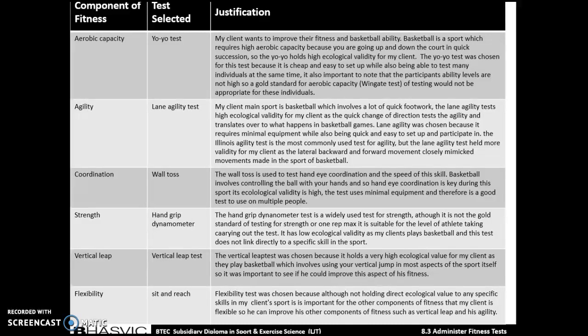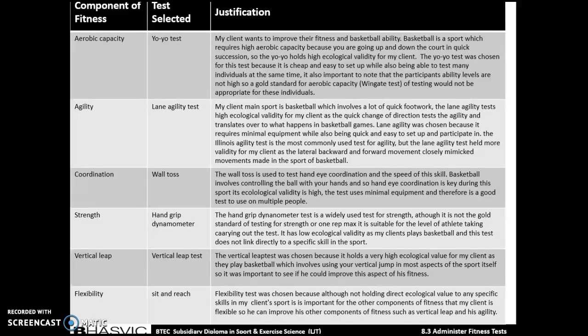So moving on to the wall toss. The wall toss is used to test hand-eye coordination and the speed of this skill. Basketball involves controlling the ball with your hands, and so hand-eye coordination is key during this sport. Its ecological validity is high. The test uses minimal equipment and therefore is a good test to use on multiple people. This test is also practical because all you need is a tennis ball or some sort of ball that will bounce off a wall and a stopwatch to time how long they are doing it for.